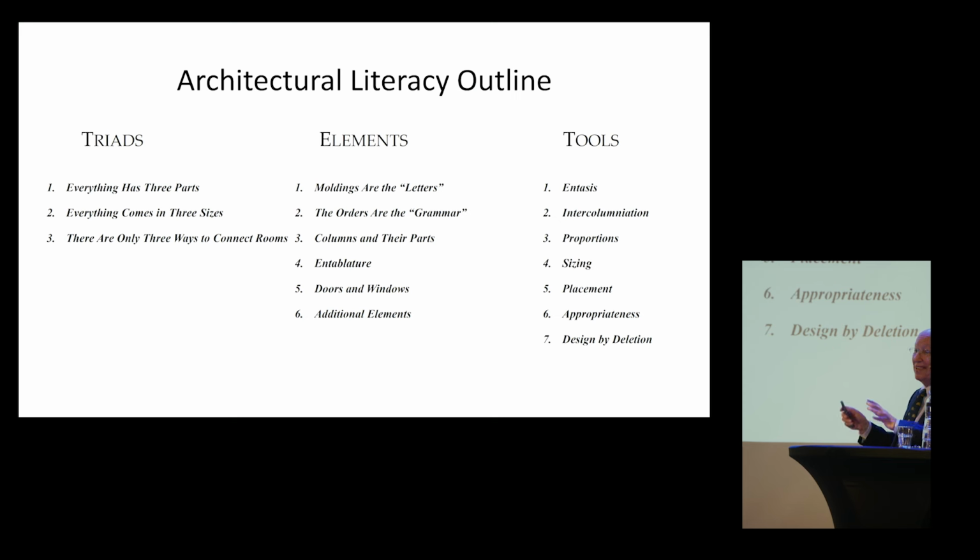Fundamentally, it has three types of stuff. You have what I call the triads: everything has three parts, everything comes in three sizes, and so on. The elements: moldings, orders, columns, entablature, doors, windows, and other elements. I want to impress on you how simple, logical, and usable this system actually is. Not to say that there isn't a huge amount of richness, and we're going to tap into some of it looking at this room. And then there are the tools, how to put all this stuff together: entasis, intercolumniation, and so on.